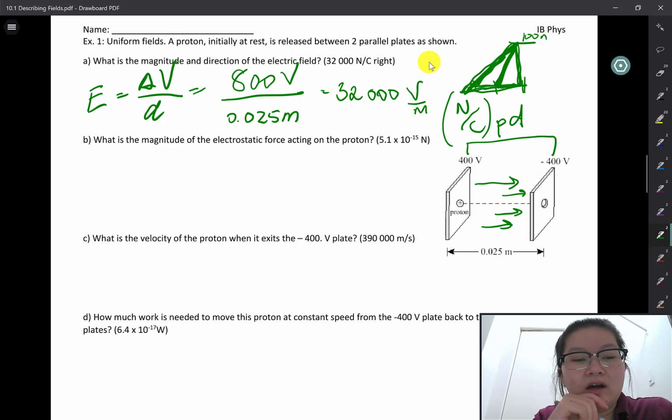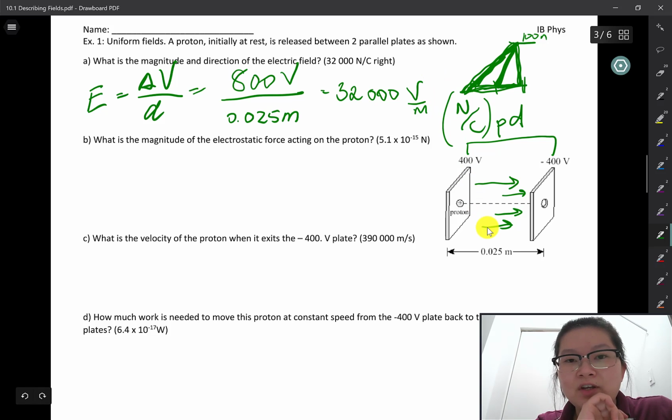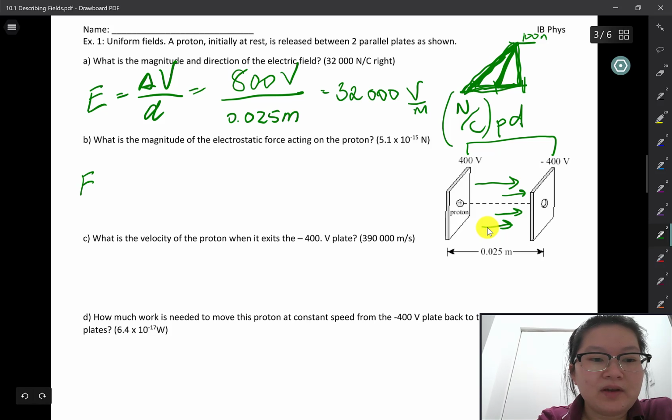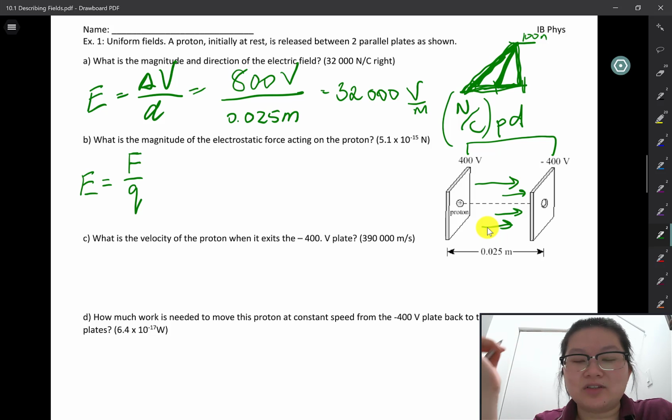So the next question is, now that we know the electric field between these two plates, how much electrostatic force would a proton experience? And that has to come from the definition of what an electric field is. The electric field is essentially the amount of electrostatic force acting per unit of charge, or by reference, a positive charge. Hey, it's a proton, so perfect.